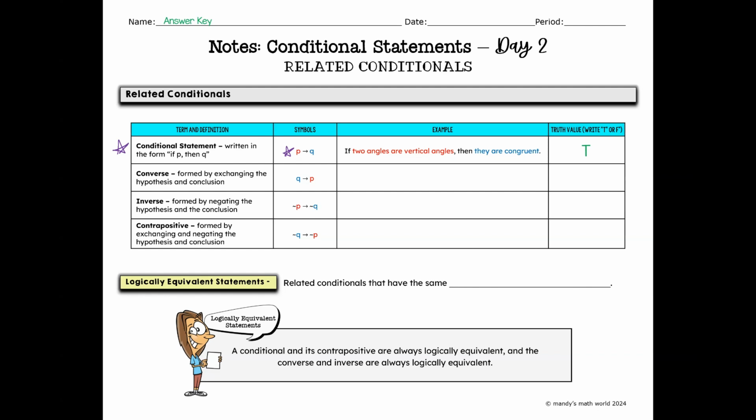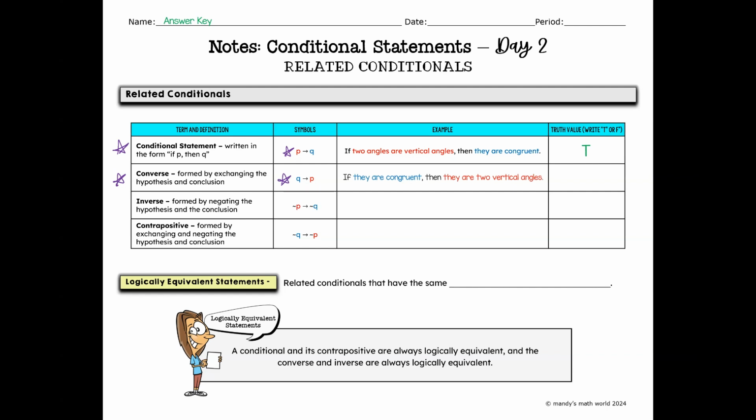Now let's look at the converse of this statement. We're going to rewrite this statement, but we're going to switch Q and P. We're just going to switch the order so that the hypothesis is Q and the conclusion is P. So instead of if two angles are vertical angles, then they are congruent, it's if they are congruent, then they are two vertical angles. We're just switching the order. If you need to pause the video to write this down, go ahead and do that now. I'm going to go pretty quickly through this.